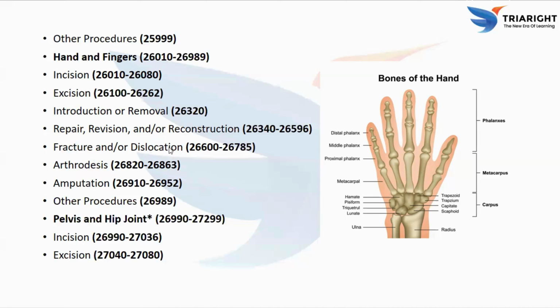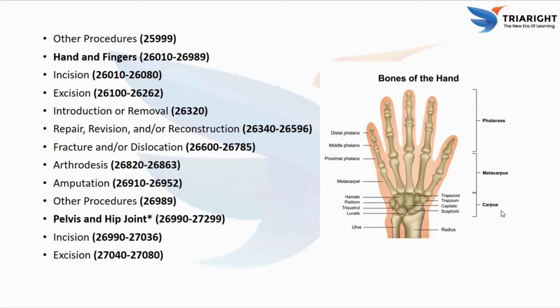So incision is a simple cut or opening of the hand or finger. This is usually for drainage or exploration. So for example, drainage of finger abscess. Excision, 26,100 to 26,262 code range. It includes the removal of tissue, cyst, tumor or a part of a bone. For example, excision of a ganglion cyst from the finger. Introduction and removal codes are 26,320.